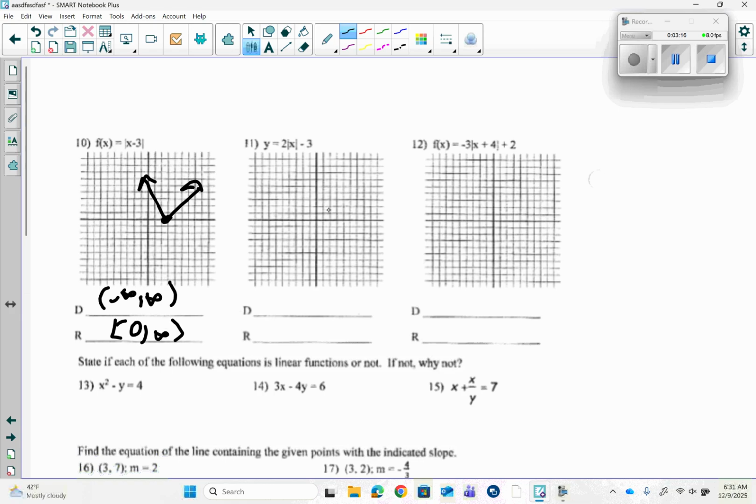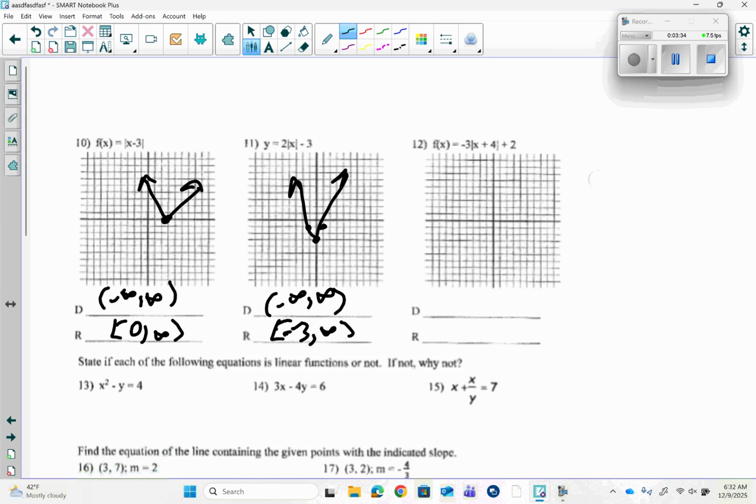On this one, it's going to go down -3. It's going to grow twice as fast, so up 2, right 1, left 2, right 1. So it's a little bit tighter V. Our domain goes negative to positive infinity. Our range goes from -3, that's a -3, to infinity.